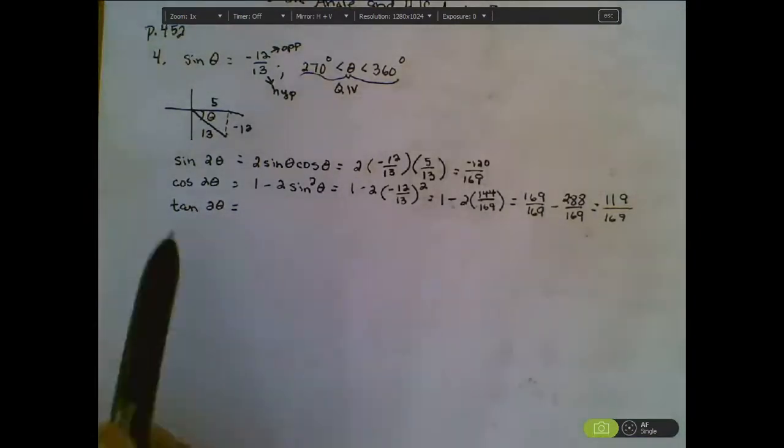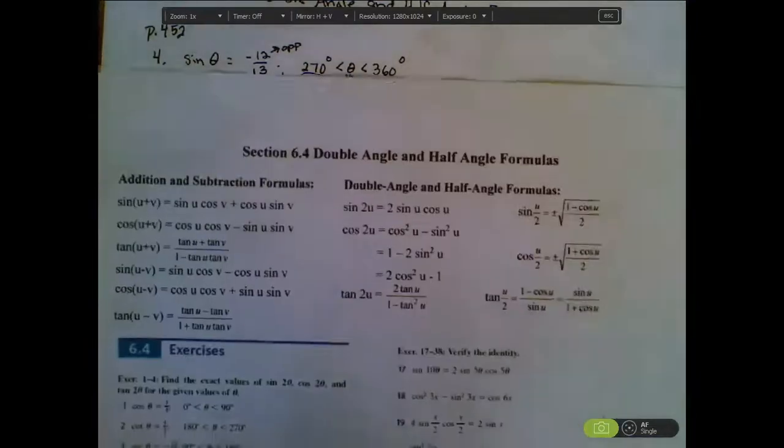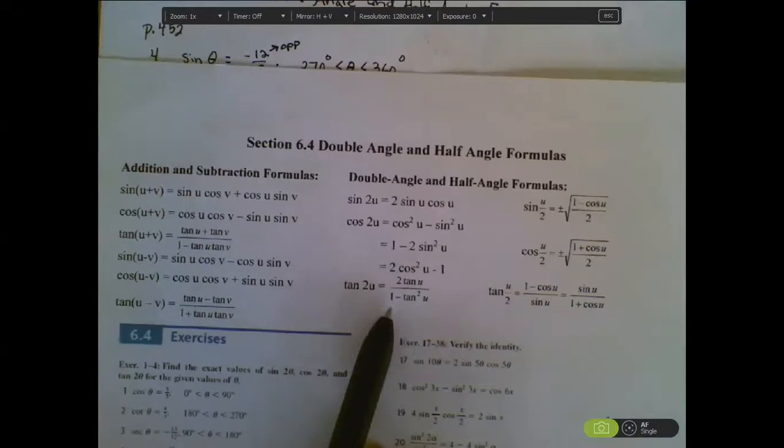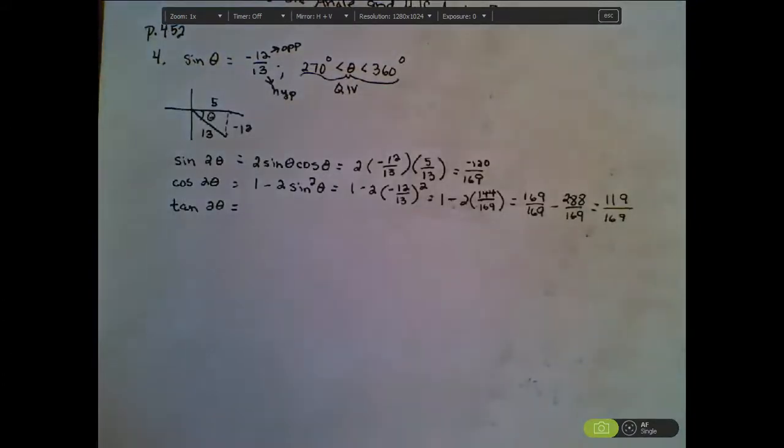All right, how about tangent 2 theta? I have a formula for tangent 2 theta, and I could use it. But, Evan, can you think of an easier way to find tangent 2 theta than to use that formula? Not this early, no. We know sine 2 theta, we know cosine 2 theta. How could we find tangent 2 theta? Oh, just do sine over cosine.